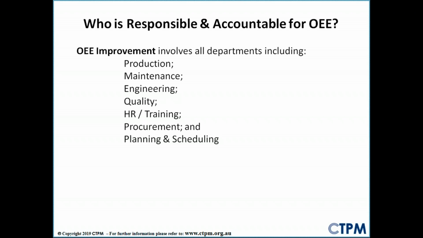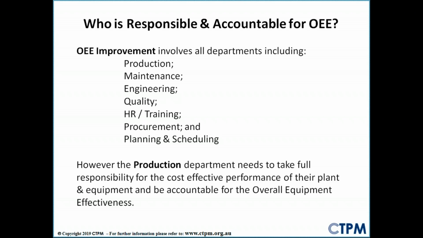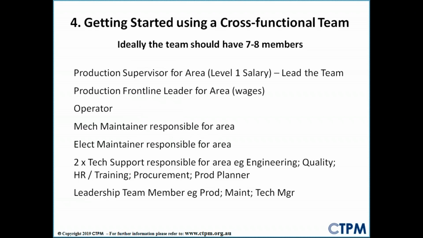It involves production, maintenance, engineering, quality, HR training, development of people, procurement, making sure the raw materials, inputs are right, planning and scheduling, all have an impact on OEE. And to make it clear who's accountable, we make it very clear that production really need to lead the charge in improving OEE. So that leads on to setting up a cross-functional team.